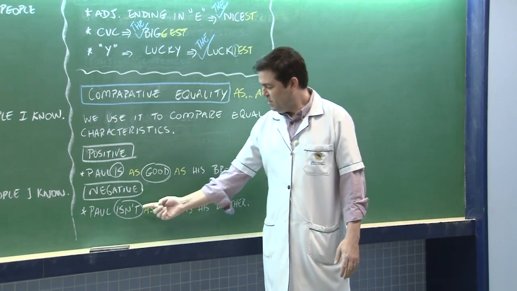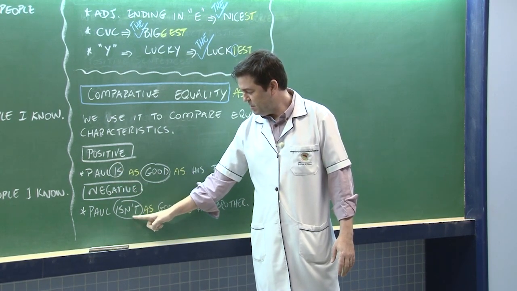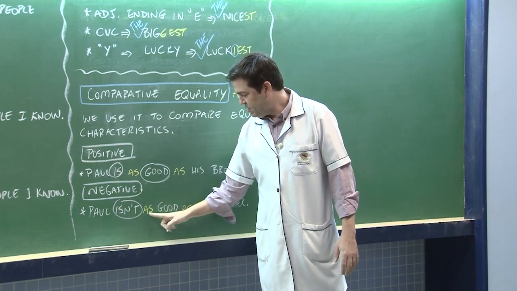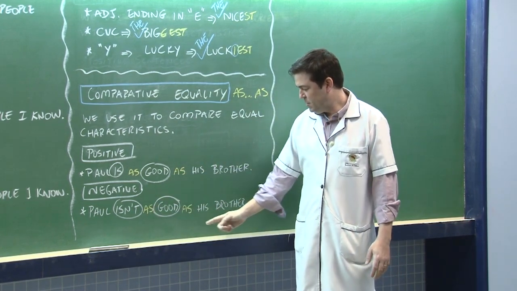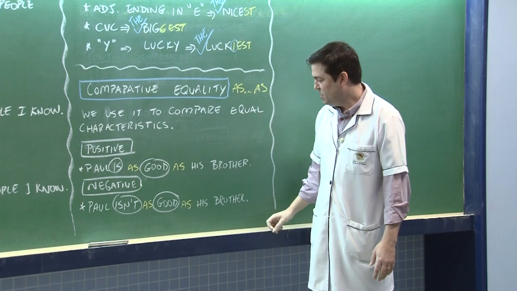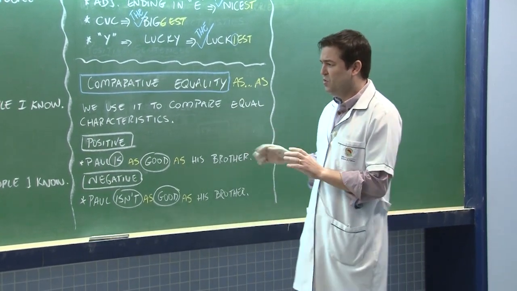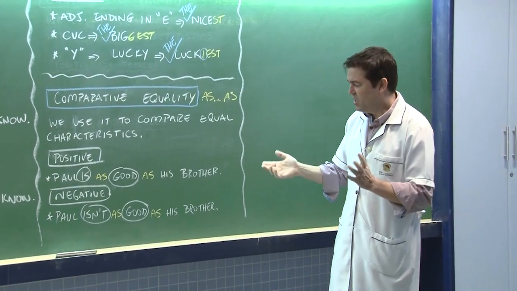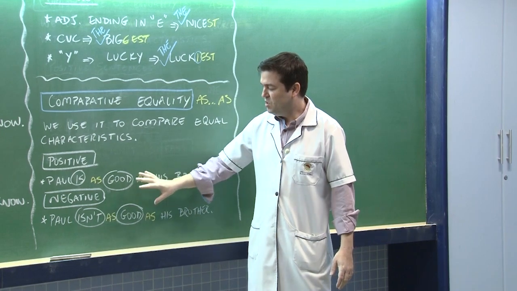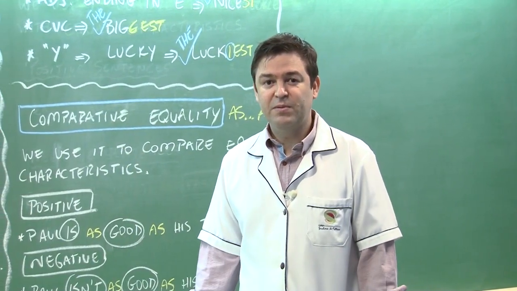All right, and in the negative form, I'm just changing the format here from positive to negative. Paul isn't as good, again, the same idea, the adjective as it is, as good as his brother. This one is really simple to use because I don't need to be thinking about short or long adjectives, and then I just use it the way it is. This is all for the comparative parts.